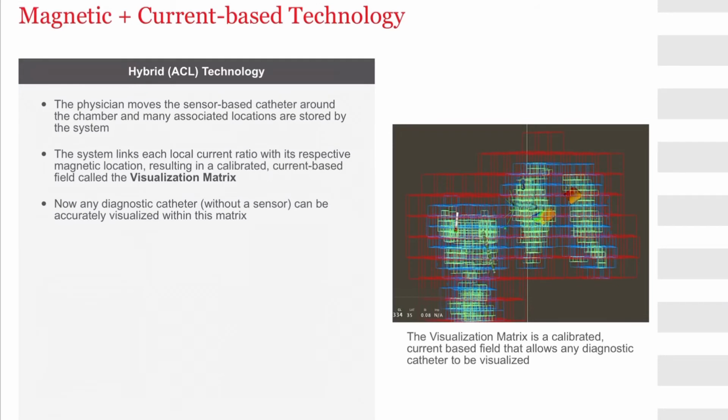This diagnostic catheter does not have a sensor, but when it is plugged into the CARTO 3 system, PIU, its electrodes each emit their own unique frequency to all the patches. The computer then identifies the calculated current ratios of each electrode's location and displays it on the CARTO 3 system within 1 millimeter of accuracy.